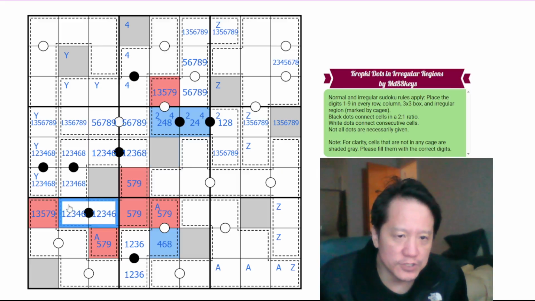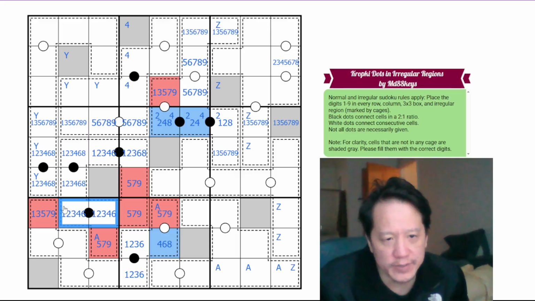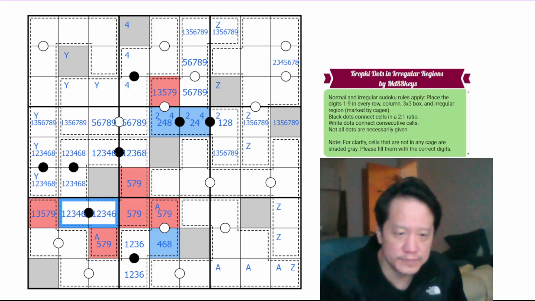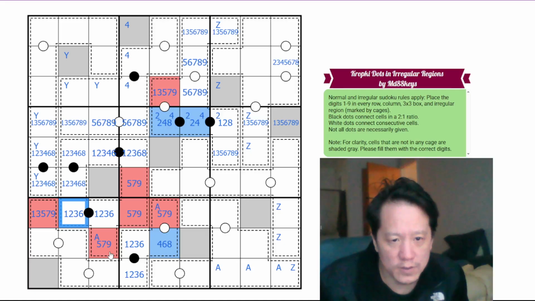Oh, these 2 digits, where are they in this cage? They have to be these 2 digits. So these are the same pair as these. So it cannot have a 4 here. Interesting.